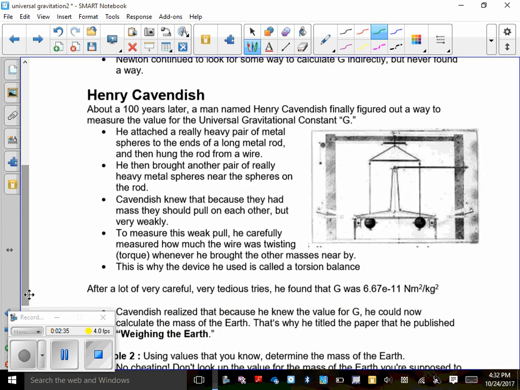Luckily, Henry Cavendish came in. He attached a really heavy pair of metal spheres to the end of a long metal rod. Here's his spheres and the long metal rod. He hung the rod from a wire. He brought another pair of really heavy metal spheres near the spheres on the rod. He knew because they had a mass they should all pull on each other, but very weakly. To measure this weak pull, he carefully measured how much the wire was twisting, and a name for that is torque, whenever he brought the other masses nearby. This is why the device he used is called a torsion balance.